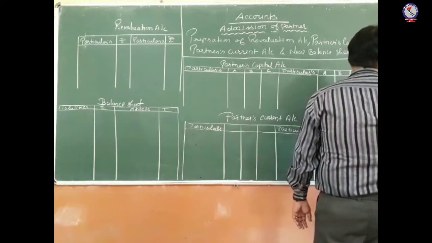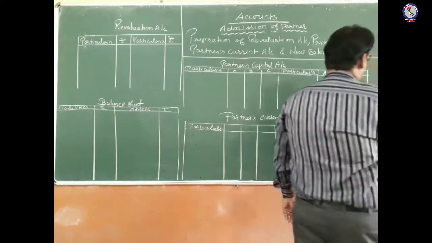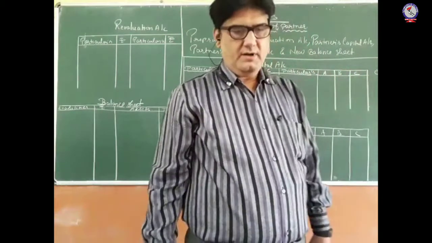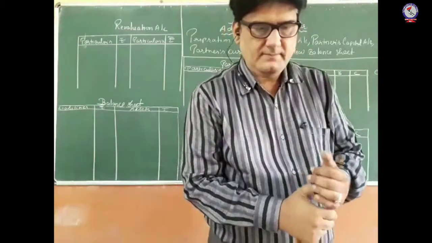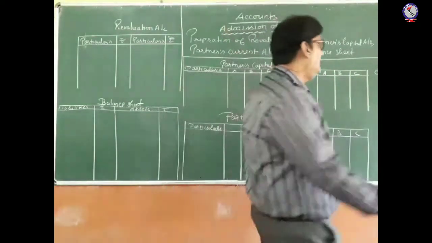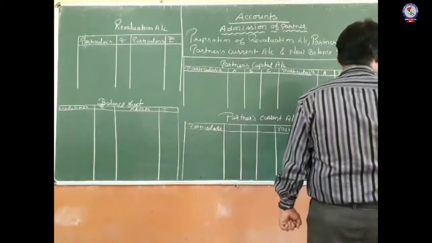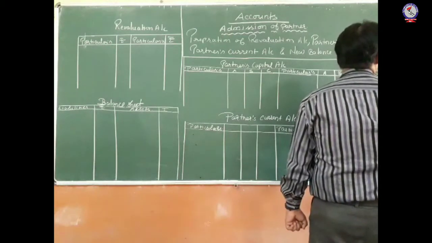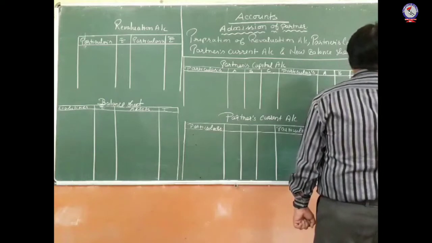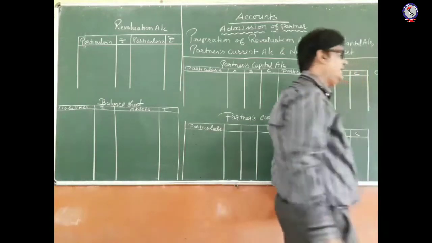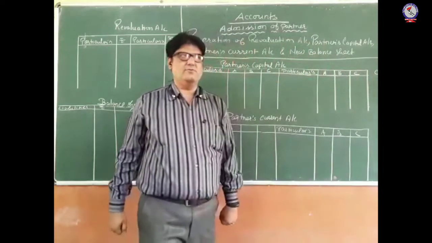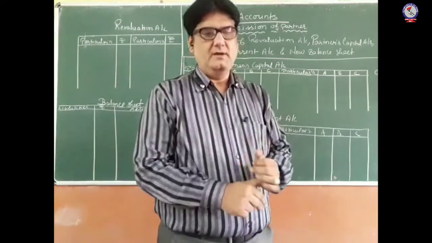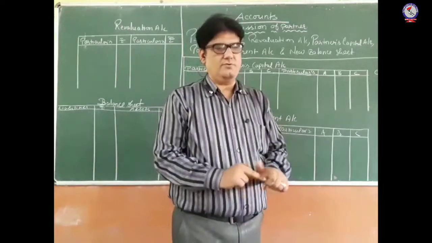Their profit sharing ratio was 3:2. They admit C as a new partner, and after C's admission, the new ratio between A, B and C will be 4:3:2. So C is admitted as a new partner and after C's admission, the new profit sharing ratio will become 4:3:2.